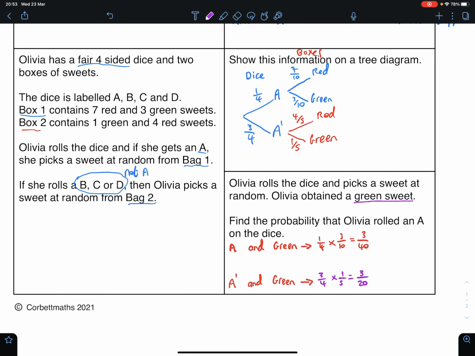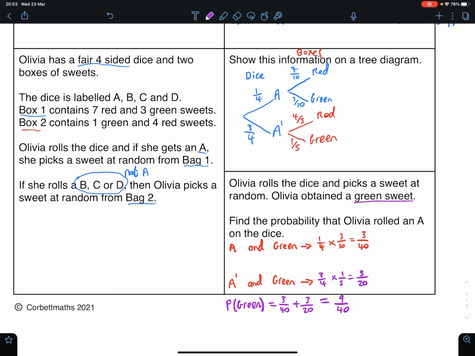So in general, the probability of getting a green sweet comes from getting A and green, but it could also come from not A and a green. So that's the 3/40 plus the 3/20. So what is that? So 3/40 plus 3/20 is the same thing as 6/40. I guess you can use a calculator for this as well. So that's 9 out of 40.